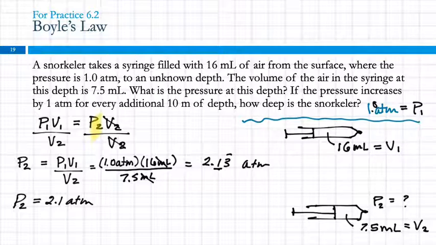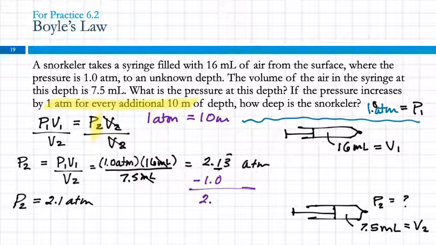This is actually a disguised conversion factor. 1 atmosphere for every additional 10 meters. So 1 atmosphere increase is equal to 10 meters of depth. Well, how much has the pressure increased? Has it increased 2.1 atmospheres? No, the pressure is 2.1 atmospheres. What did it start out as? 1 atmosphere. So the increase in pressure is the pressure down here minus the pressure at the surface.